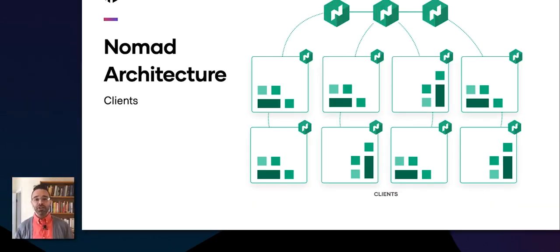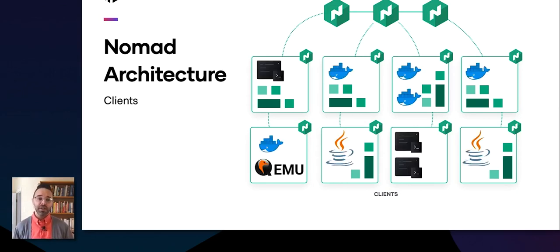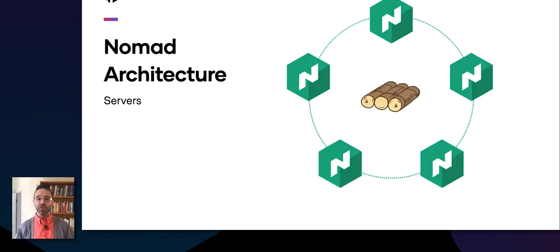So every Nomad cluster is divided into servers and clients. Clients are where you run your workloads. Those might be Docker or Podman containers, JVM applications, raw exec processes, KVM virtual machines, whatever Nomad task driver you want to run. And a cluster can have many clients. There are clusters with thousands of clients. The servers are the control plane, though, the brains of the cluster. And this is where most of this talk is going to be about.